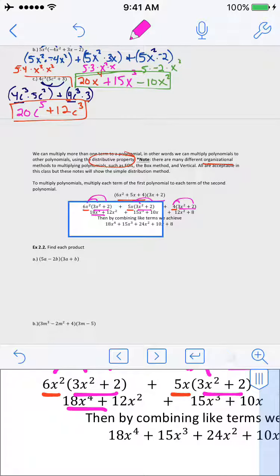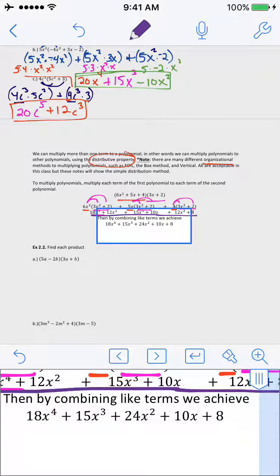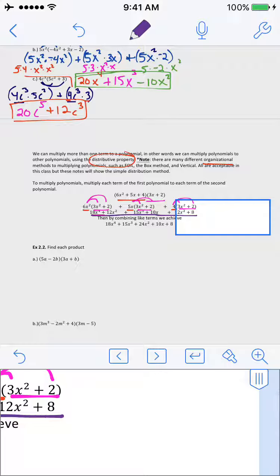Let's use blue because it's a new thing. Purple. So you get a string of monomials that you add together, and you use combine like terms, and that's it. So really, all multiplication of polynomials boils down to distribution property and then combining like terms.